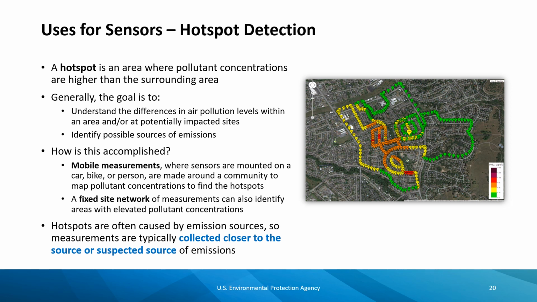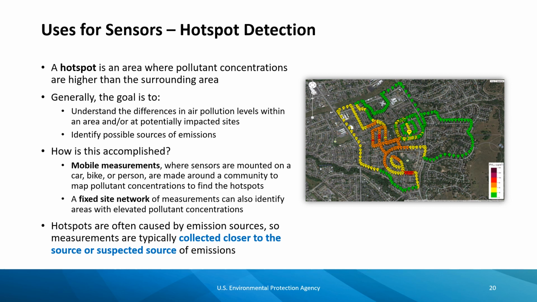The remaining examples relate to the comparison application category. In this example, sensors are used for hotspot detection. A hotspot is an area where pollutant concentrations are higher than the surrounding area. Typically, the goal of hotspot detection is to understand the differences in air pollution levels within a certain area or at potentially impacted sites, or to identify possible sources of emissions.